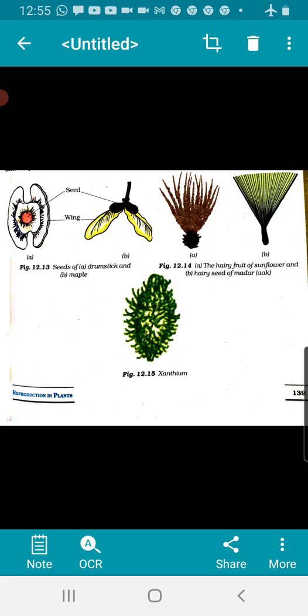But some seeds are dispersed by wind. These seeds are very light and they are produced a lot in number, so that they are carried away by the wind. And some have hairy seeds. They can fly in the air and move off from one place to another.